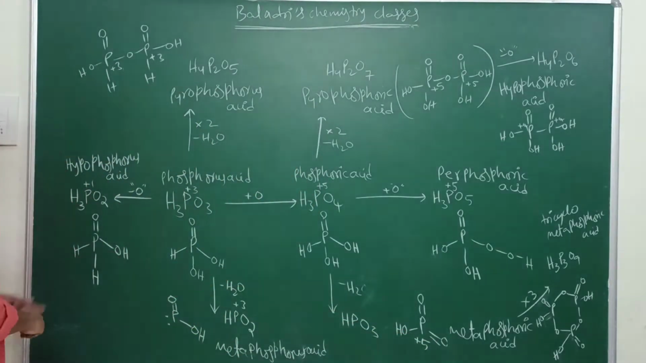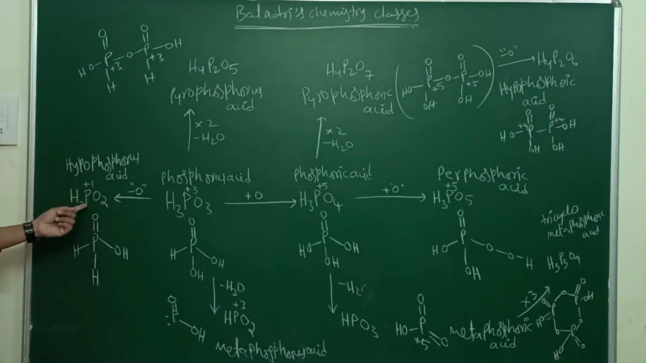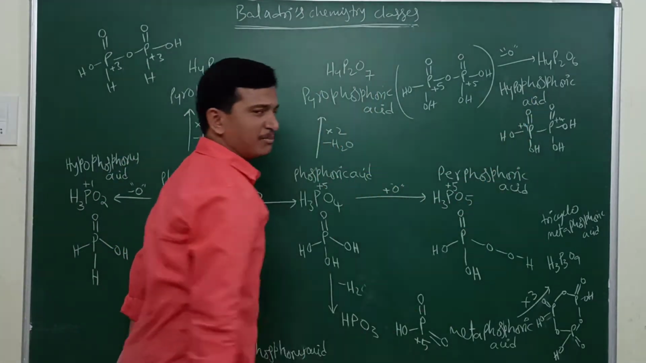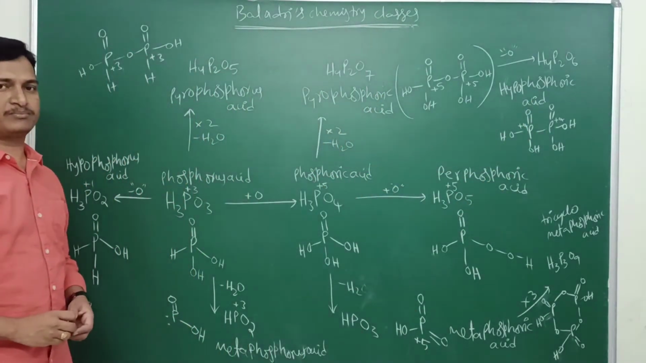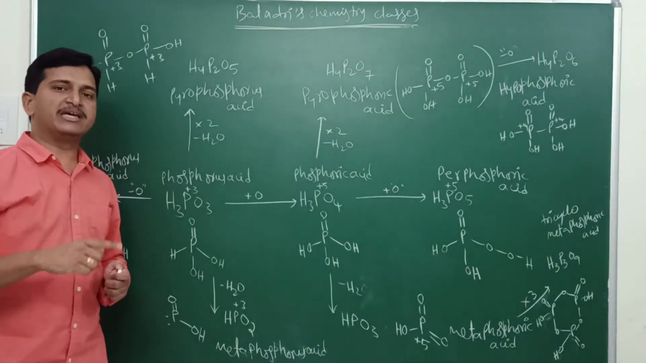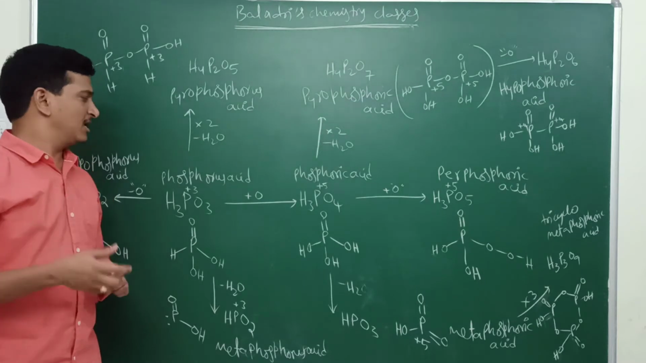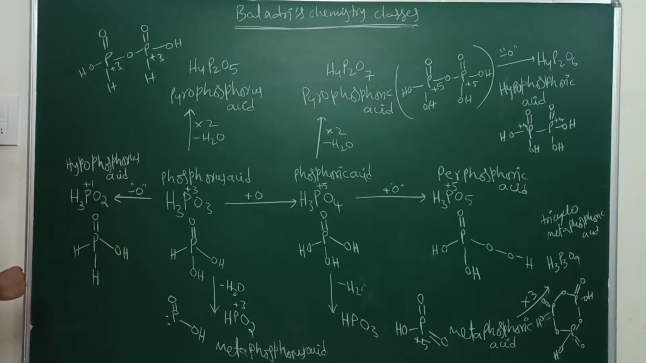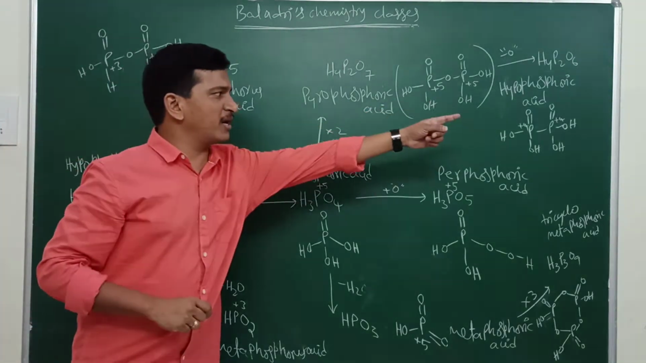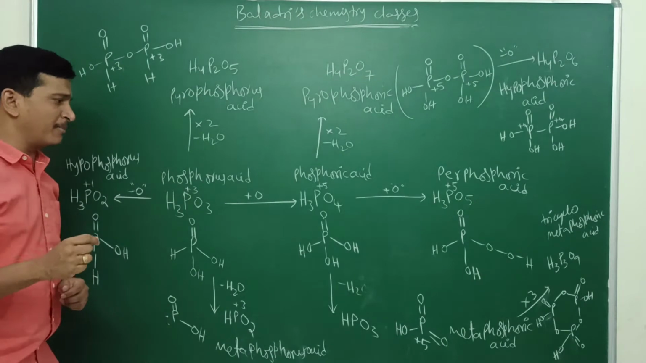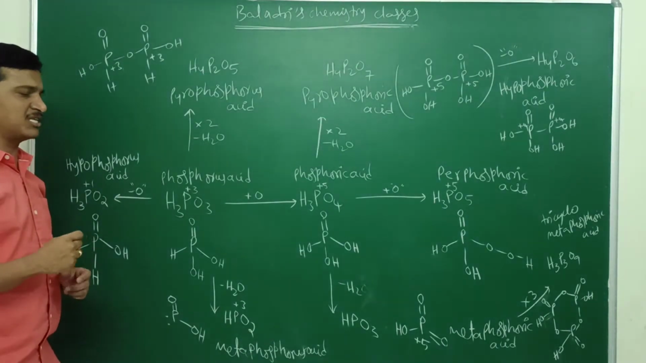There are two exceptions. When you consider hypophosphorus acid, oxidation number of phosphorus will be plus 1. And when you take hypophosphoric acid, oxidation number of phosphorus will be plus 4. Okay, so here ous acids will have oxidation number plus 3, ic acids will have plus 5, and there are only two exceptions. One is hypophosphorus acid having plus 1 oxidation number, and hypophosphoric acid where phosphorus is having plus 4 oxidation number.